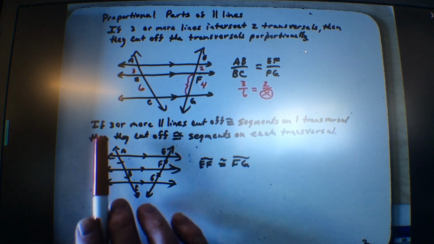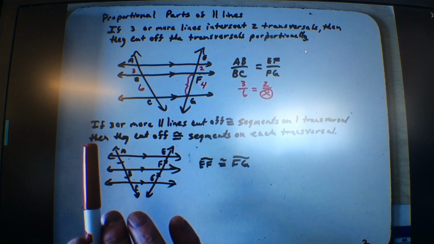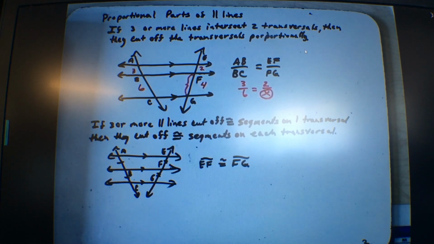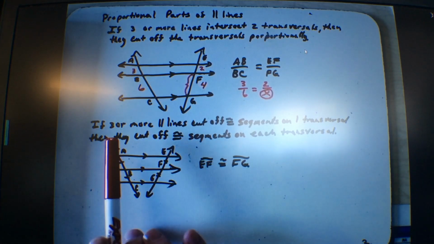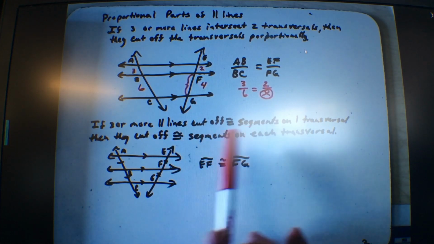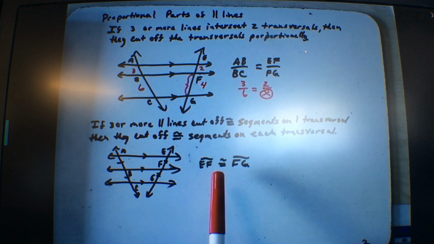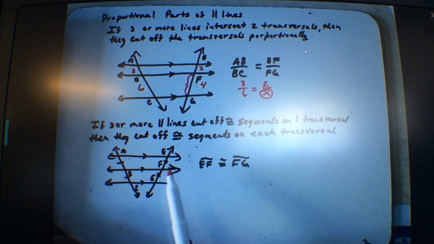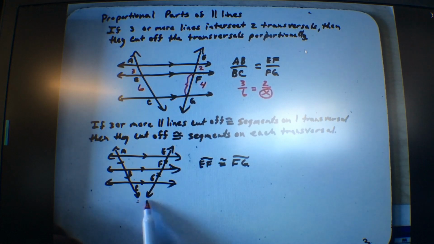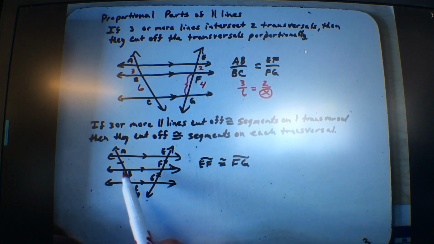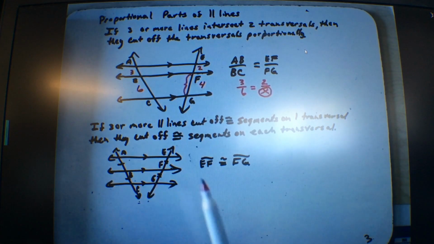Okay. So the next corollary, once again, a corollary is a postulate that comes directly from a theorem. It says if three or more parallel lines cut off congruent segments on one transversal, then they cut off congruent segments on each transversal. Here are our two transversals, and we have parallel lines, and this distance from here to here is equal to this distance from here to here.